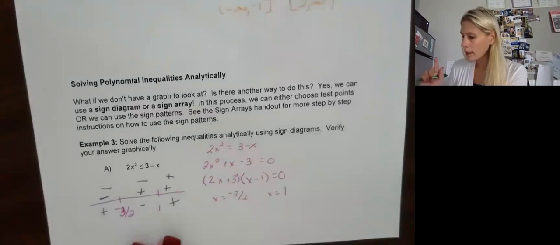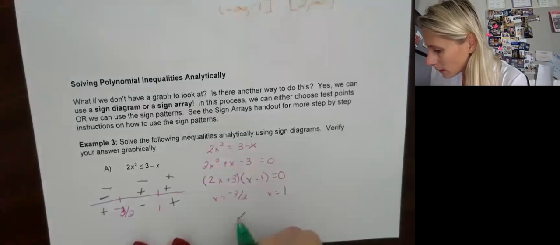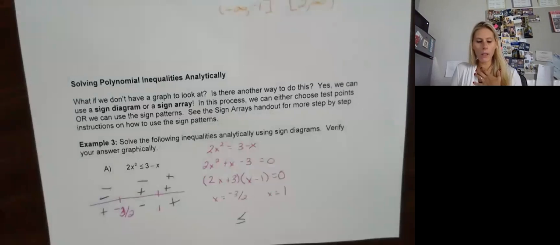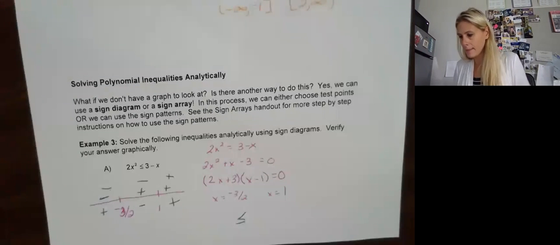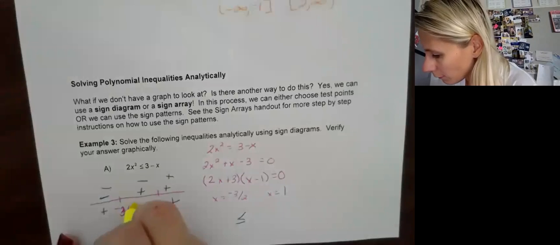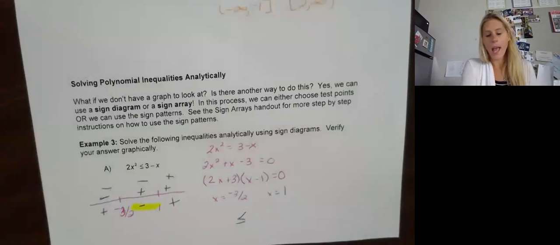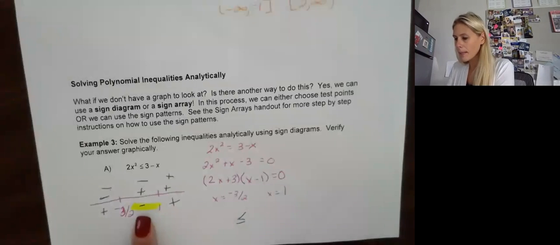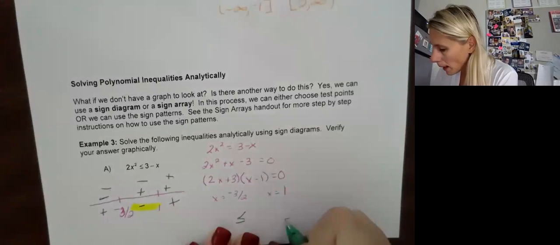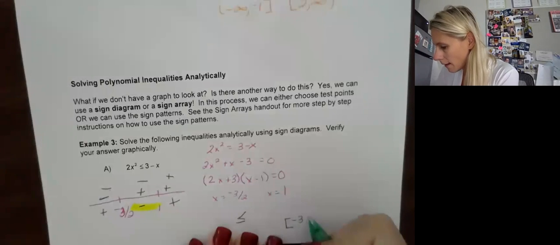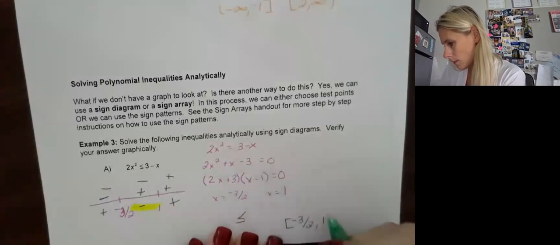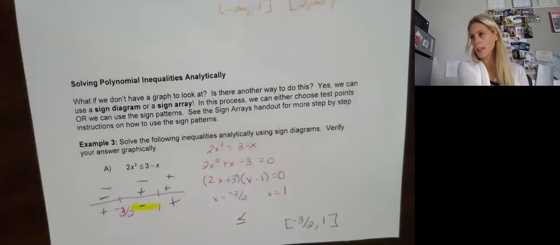All right, now, since we want less than or equal to, what type of values are less than? Negatives. That's what we think about. Less than values are our negatives, and greater than values are our positives. So if you see, where's our less than, our negative values, it's right in the middle. And I also want you to keep in mind that this is equal to, so it's going to be brackets. So our answer is -3/2 to 1. And there is our answer.